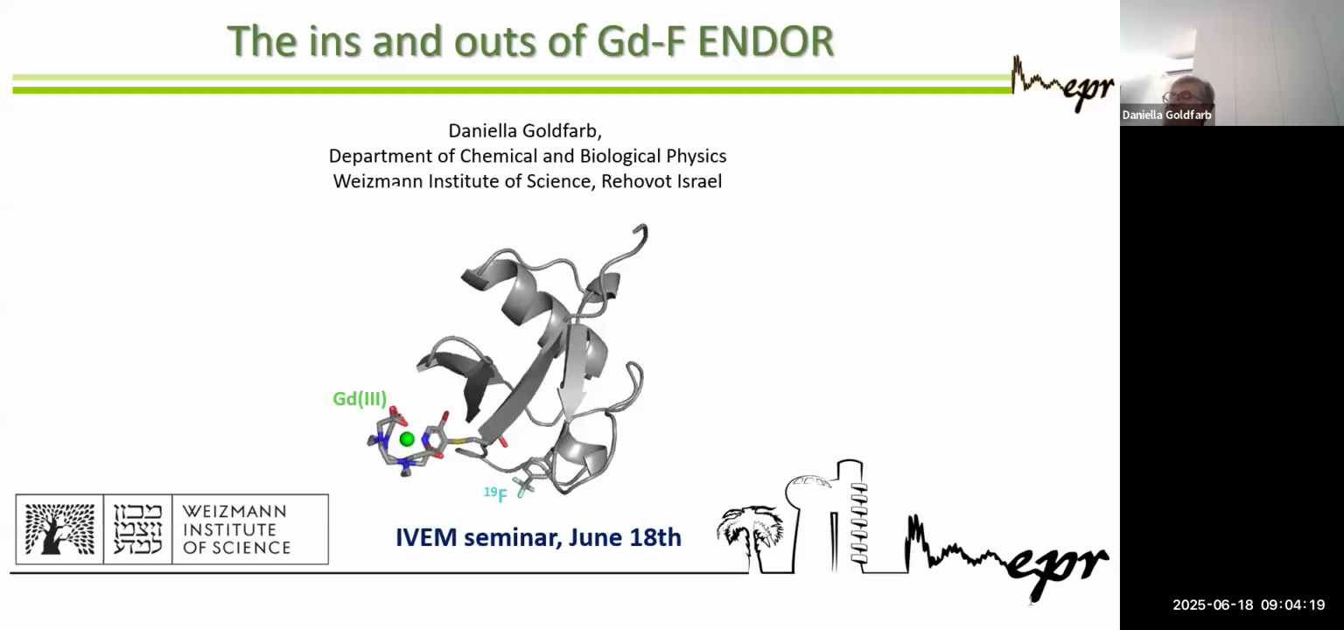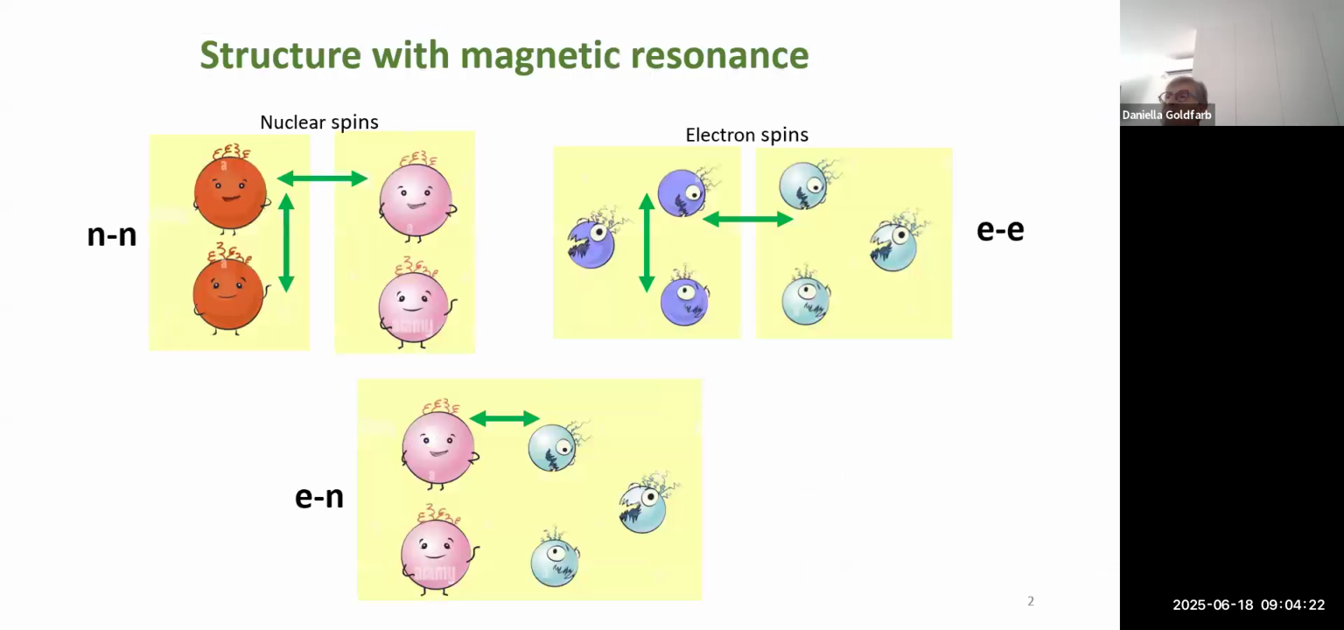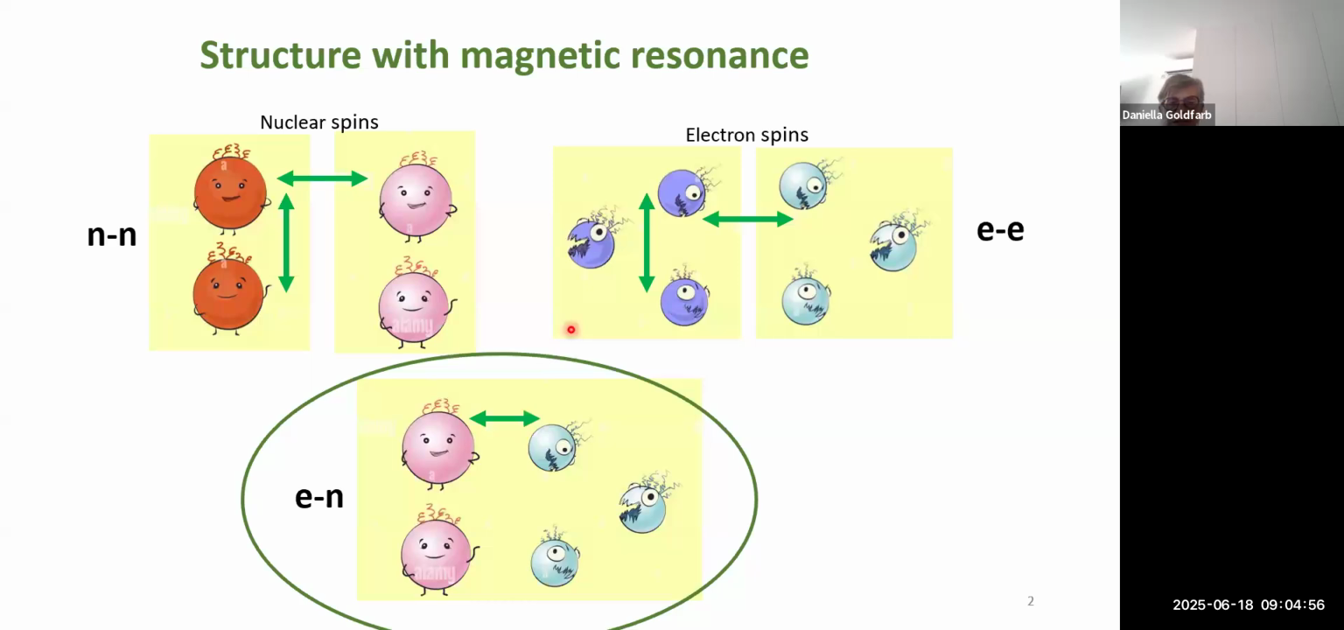So let's get started. When we think about structural information from magnetic resonance, usually we can either measure interactions between different nuclei, within the same nuclei or different nuclei, and this usually is done by NMR spectroscopy. We can also get information through interactions between electron spins, again, same type or different types. And we can also get information from electron-nuclear interaction, and this will be the subject of this particular talk.